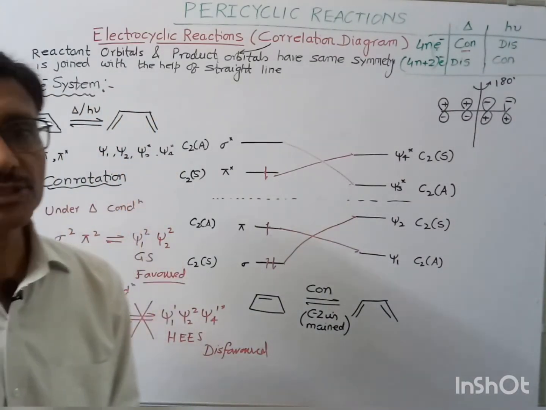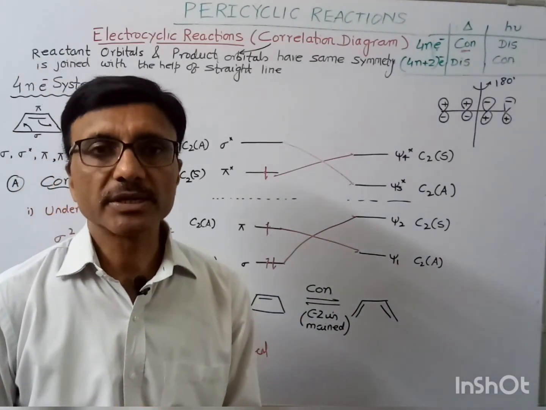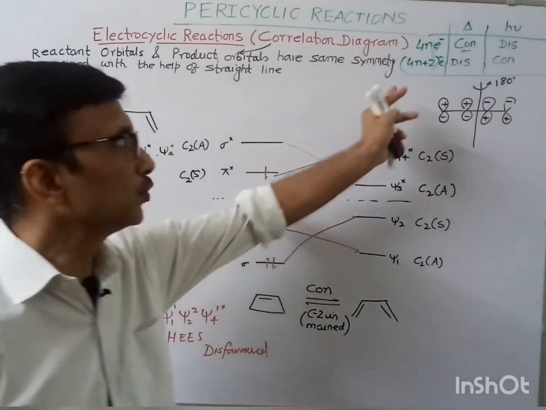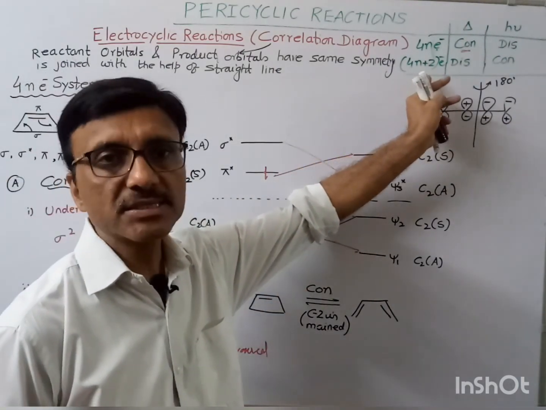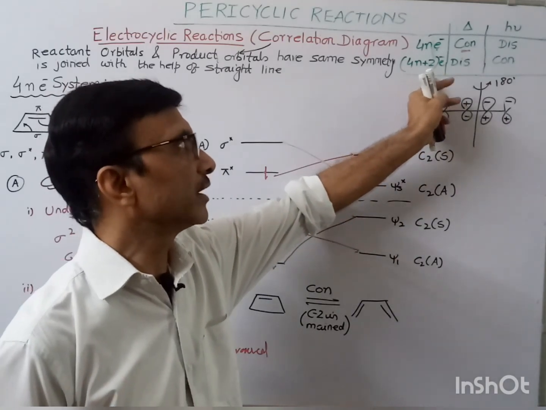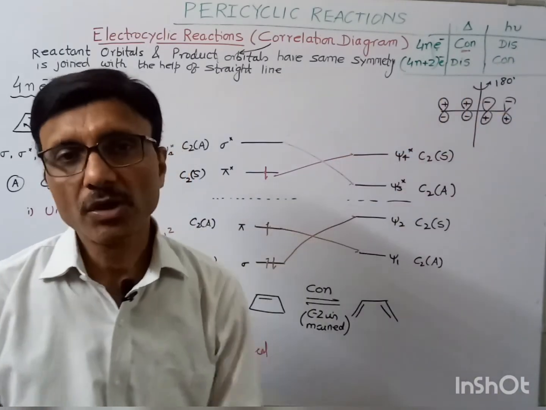Now in my next lecture, I will tell you the correlation diagram for the 4n plus 2 electron system, and we will analyze the rule for these 4n plus 2 electron systems. Okay, thank you.